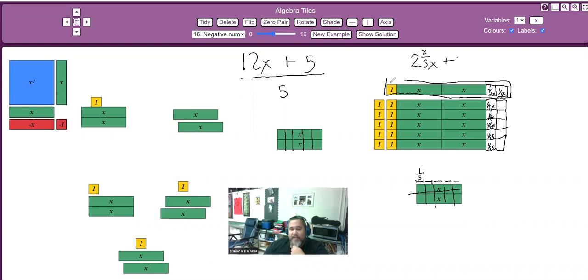Plus 1. This one right here, right? What does it mean, guys? It means 2 and 2/5 x plus 1 times 5 will give me 12x plus 5. It means that this is the answer. If I take 12x plus 5, which is right here, this is 12 x's, and divide it into 5 parts, I get 2 2/5 x plus 1. Woo! Let's do a couple examples together.